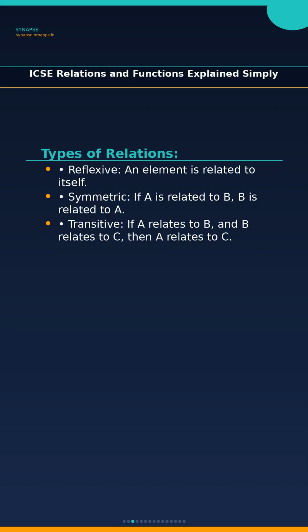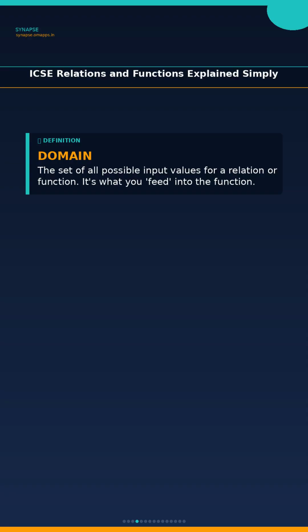Let's talk about types of relations. We have reflexive, symmetric, and transitive relations. Reflexive means an element is related to itself. Symmetric means if A is related to B, then B is related to A, and transitive means if A relates to B, and B relates to C, then A relates to C. Got it?